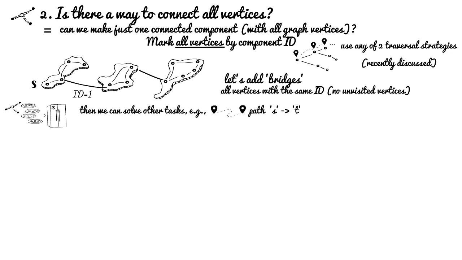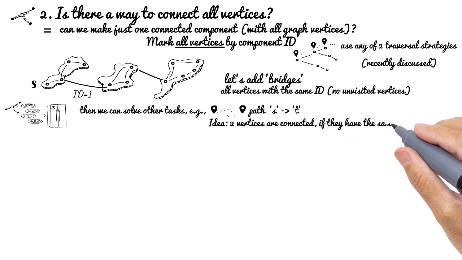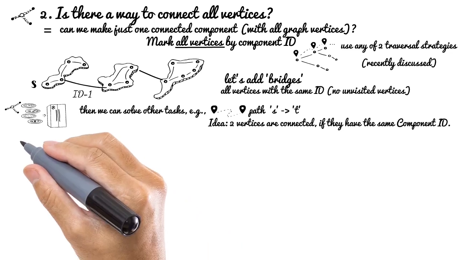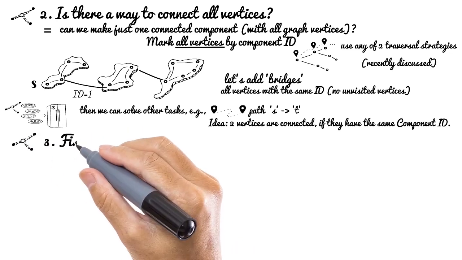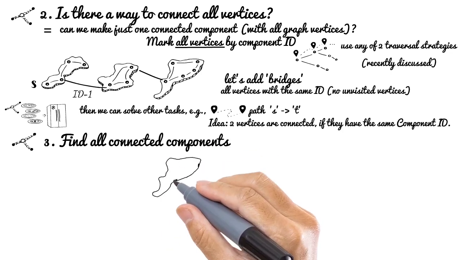Now remember the idea for an algorithm to answer this question. Two vertices are connected if they have the same connected component ID after graph preprocessing. Looks simple, doesn't it? Simplicity is the key. Connectivity group, another use case. Is there a way to find all connected components, if more than one, in a given graph?